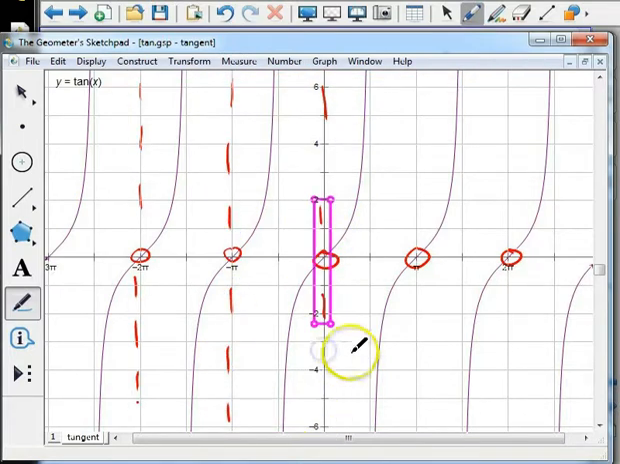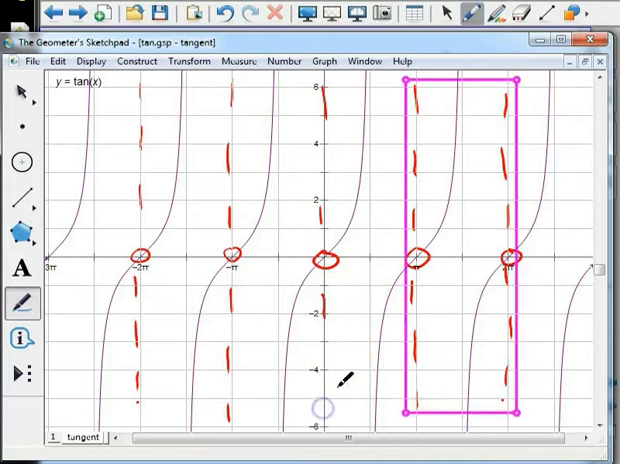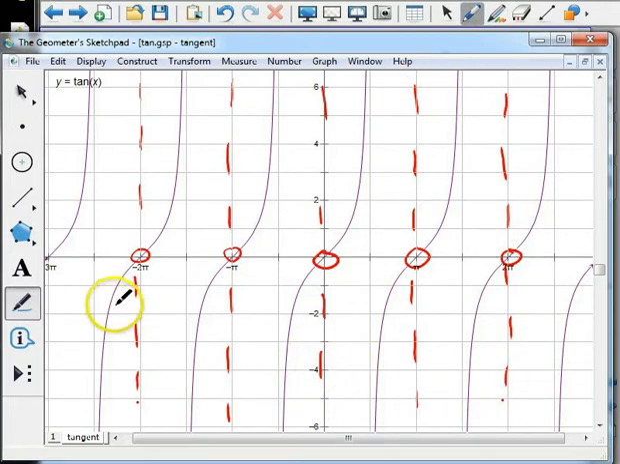Everywhere tangent crosses the x-axis, cotangent will have a vertical asymptote. Okay, now everywhere tangent is negative and increasing, cotangent will be negative and decreasing. Everywhere tangent is positive and increasing, cotangent will be positive and decreasing. And if you'll notice, everywhere tangent has a vertical asymptote, cotangent has an x-intercept.